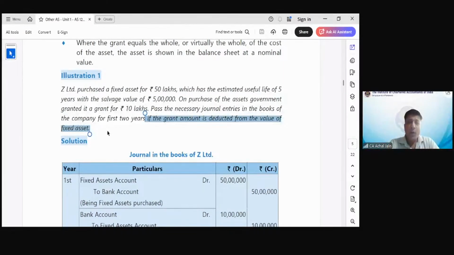See, your query would have been relevant if the question was silent on this. Then you could have asked, sir, why did we follow the gross approach, why not the net approach? Or why did we follow the net approach, why not the gross approach? But when the question is very clearly telling you, what's the point? You have to follow the instructions of the question. So in the exam, please remember, whatever the question asks you, you'll have to follow that. Clear? Yes, sir. All right, great.